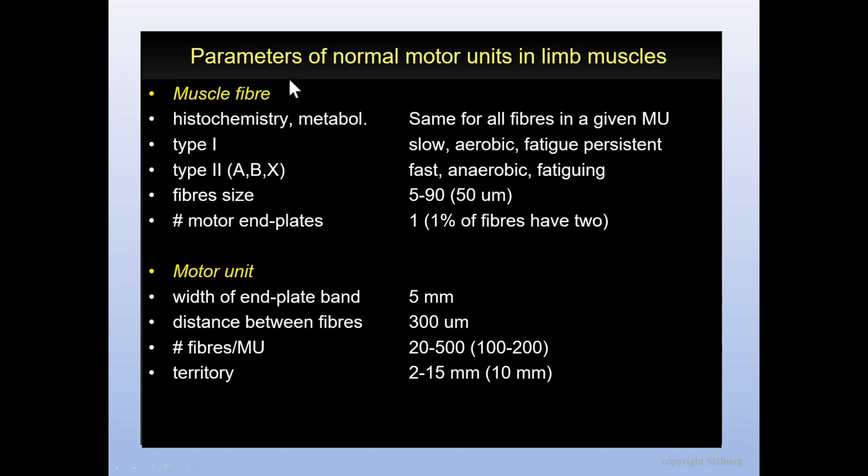The motor unit can be classified in many different ways. One is the histochemistry and the metabolism, which is the same for all fibers in a given motor unit. A simple classification is type 1 and type 2 with subclasses. The type 1 are slow aerobic, fatigue resistant motor units, and the type 2 are fast anaerobic, glycolytic, and fatiguing muscle fibers. The fiber size is about 50 micron on average, and we usually have only one motor end plate per muscle fiber.